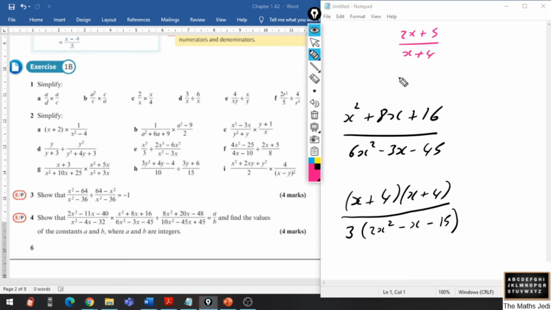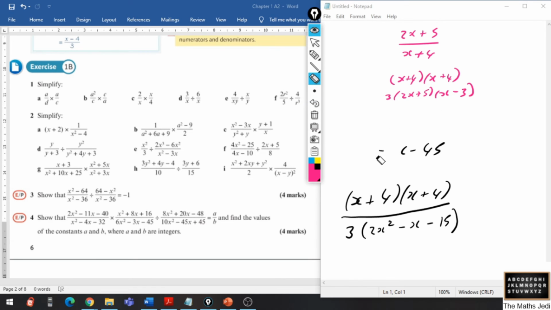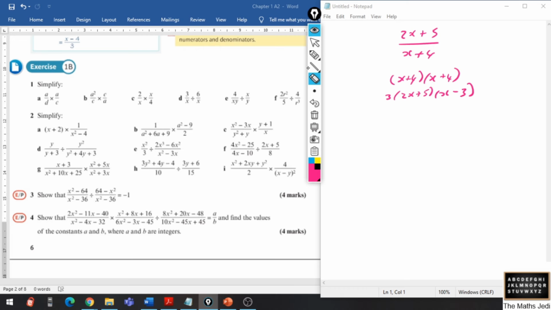So the second fraction will be x plus 4, and then 3, 2x plus 5, and x minus 3. No cross cancellation in that one just yet, but we can do some things with that in a minute. Forgot to put my line in. And then the third one. Now this is the division, so we're going to flip this one upside down.